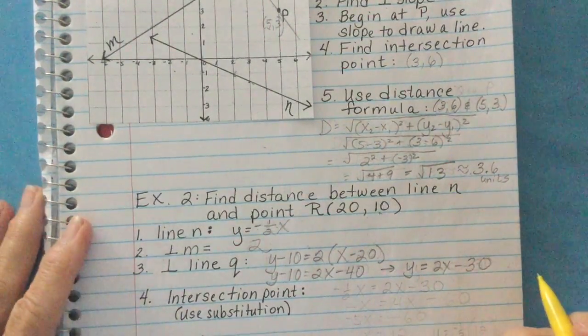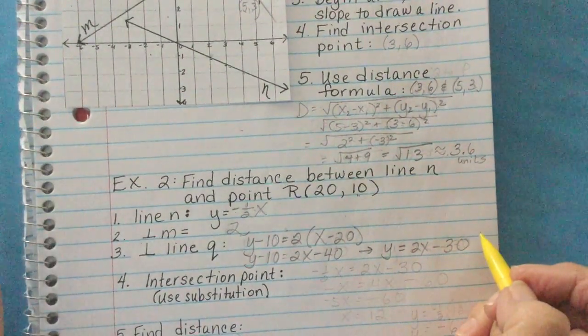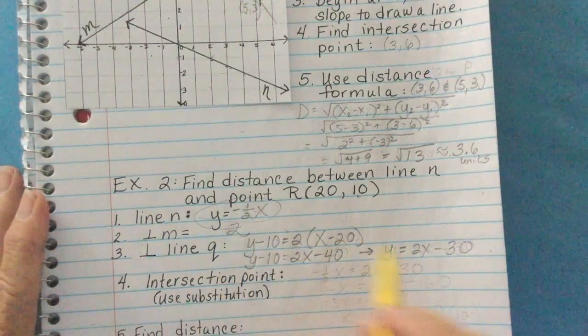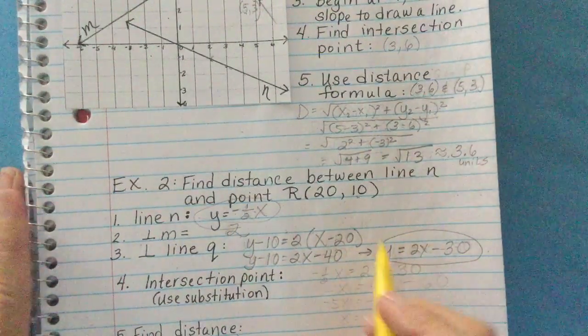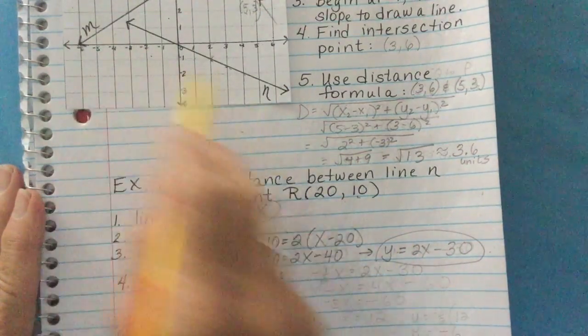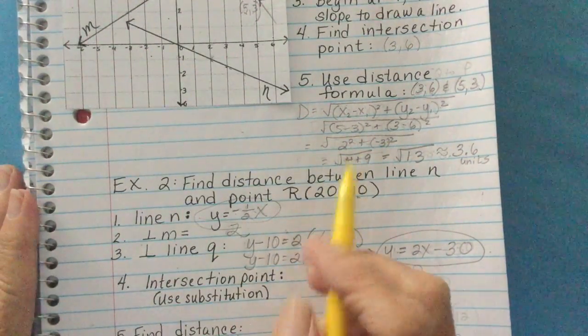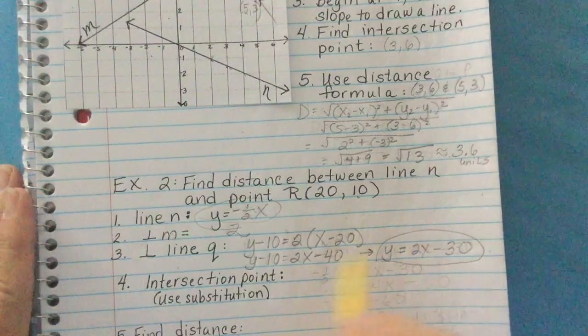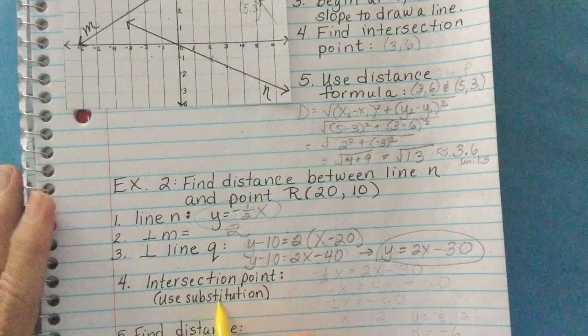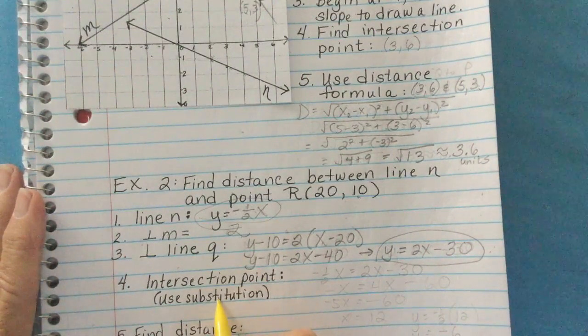All right, so now I have my two lines. This is the thing that's different from example 1. I have line N and I have line Q. And so I need to find where they intersect. Somewhere on this line N they intersect. So to find that, I've got to use substitution, which would be a way of solving a system of equations.